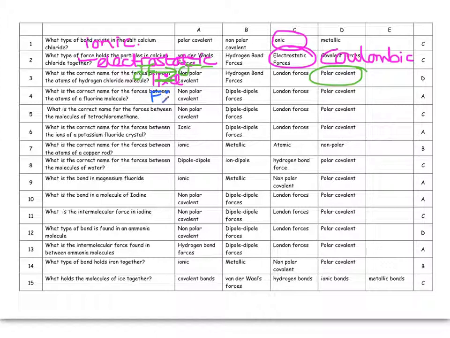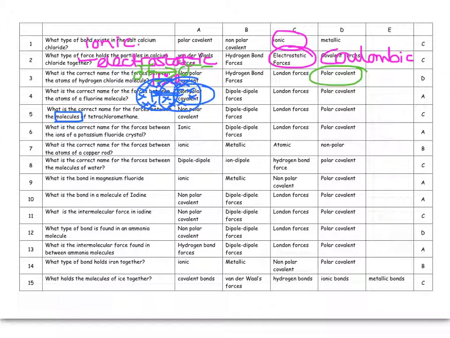What is the correct name for the forces between the atoms of a fluorine molecule? Fluorine shares the electrons in the middle exactly evenly. And when you have an exact sharing, remember it's between the atoms, it's not between molecules, you land up with a non-polar covalent bond.